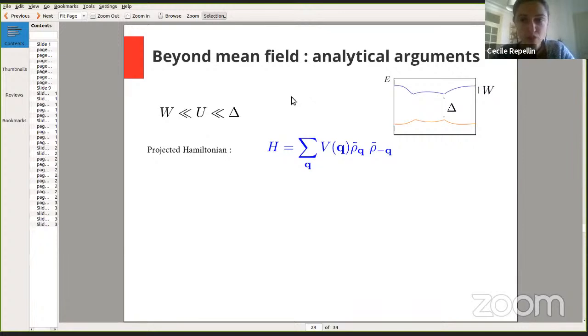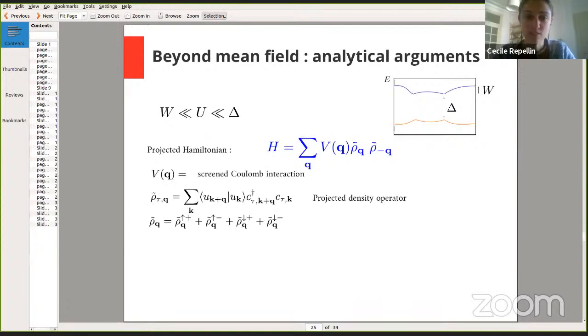So the Hamiltonian we're looking at in this limit is a projected Hamiltonian. Indeed, in this limit, we can forget about remote bands and project the interaction onto the active band. Let's say it's the conduction band, and the bandwidth is so small that we can neglect any kinetic energy term. So we only have this interaction term, which I have written here in k space as V(q) times rho_q rho_{-q}. Here rho_q is a projected density operator, and V(q) could be any repulsive interaction, but realistically, it's a screened Coulomb interaction.